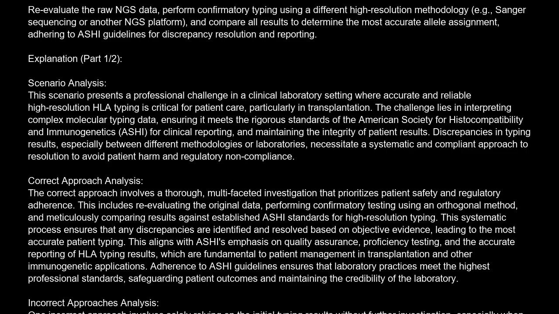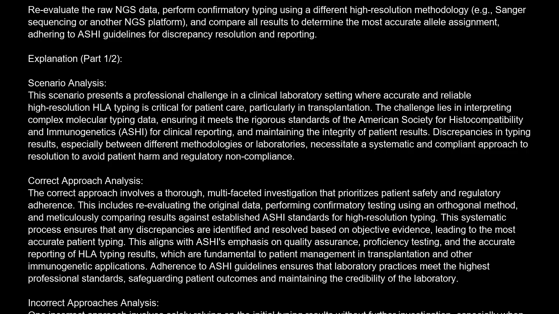Explanation. Scenario analysis. This scenario presents a professional challenge in a clinical laboratory setting where accurate and reliable high-resolution HLA typing is critical for patient care, particularly in transplantation. The challenge lies in interpreting complex molecular typing data, ensuring it meets the rigorous standards of the American Society for Histocompatibility and Immunogenetics, ASHI, for clinical reporting, and maintaining the integrity of patient results.